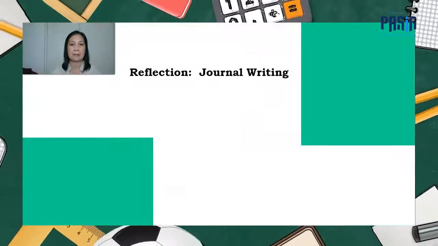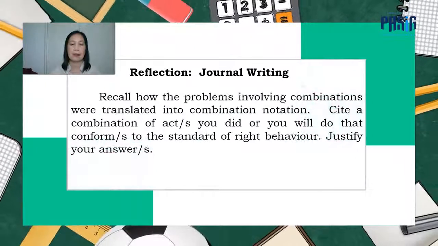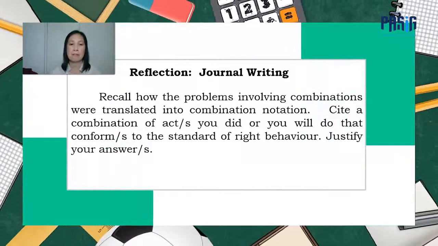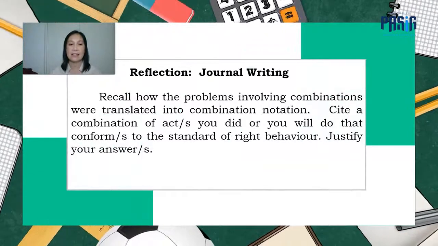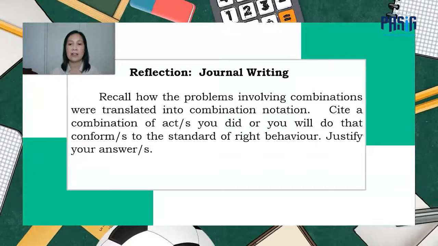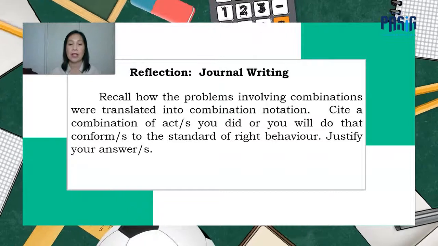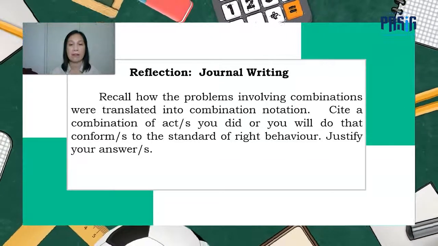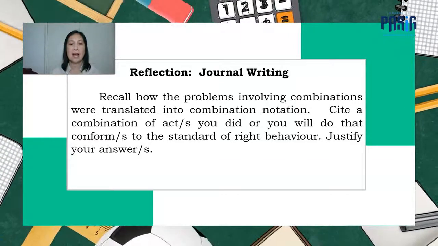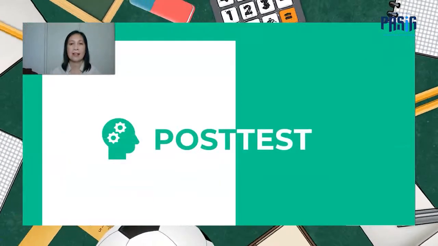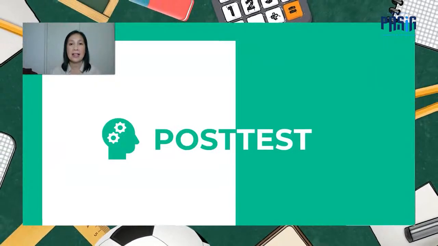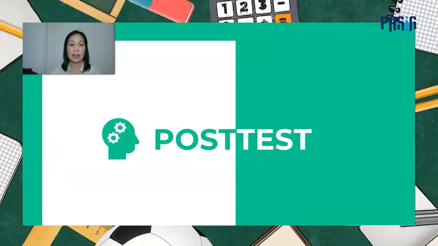Valuing. Recall how the problems involving combinations were translated into combination notation. Cite a combination of acts you did or you will do that conforms to the standard of right behavior. Justify your answer. For our post test, you may pause the video while answering, then play it once you are done.